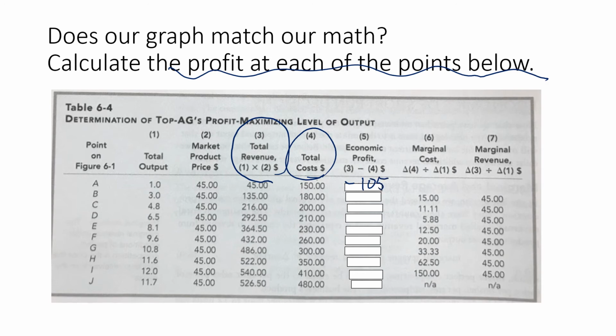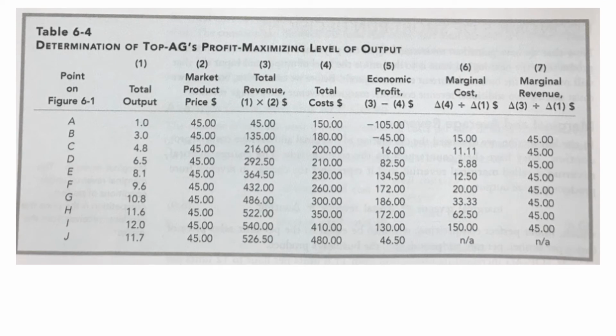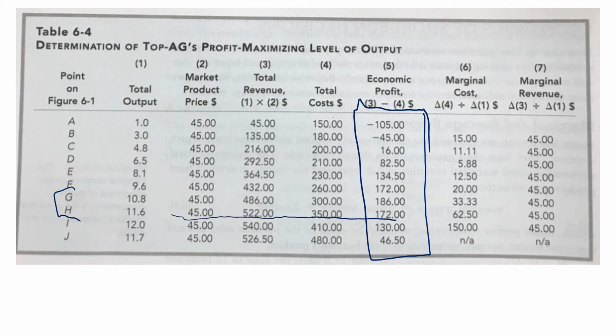Calculate those out, and if you go ahead and do that, you're going to end up with these numbers, and we can see that our profit maximizing point is going to be somewhere in between G and H here, between 10.8 and 11.6, because we do go up to 186 and then we go down to 172. We could have gone up a little bit further before we went back down. So our profit maximizing point is somewhere between points G and H, and that is what we saw on our graph. Okay, so that just helps us double check our work.